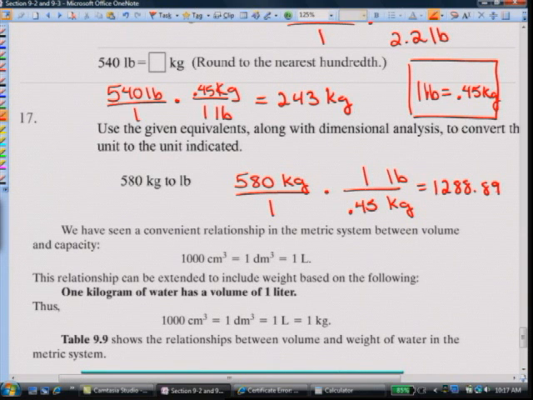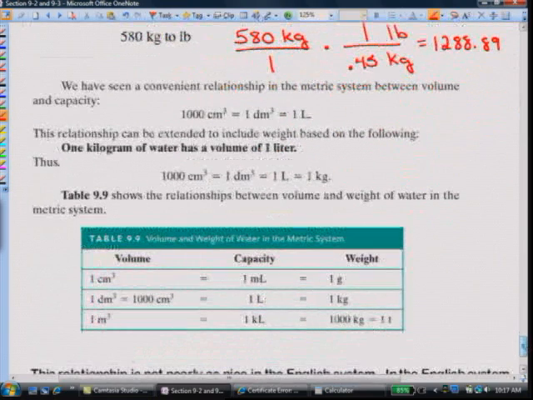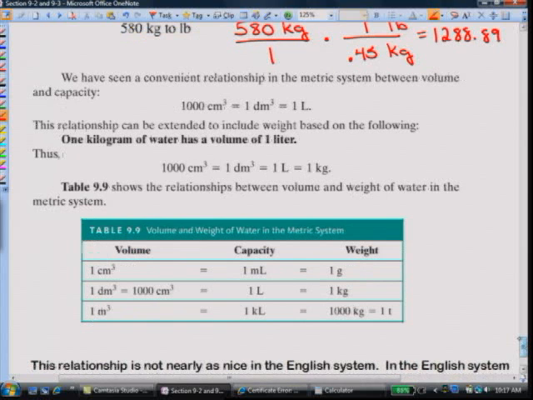Okay, this last little bit is something I just wanted to talk to you about. We have seen a convenient relationship in the metric system between volume and capacity, and that is that 1,000 cubic centimeters is 1 liter. That's very nice. This relationship can be extended to include weight based on the following: 1 kilogram of water has a volume of 1 liter. And so you get that 1 kilogram is equal to 1,000 cubic centimeters.